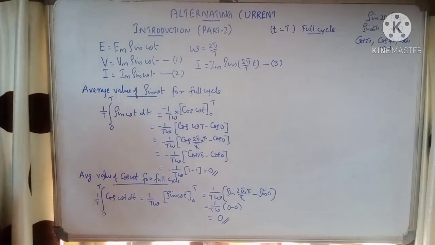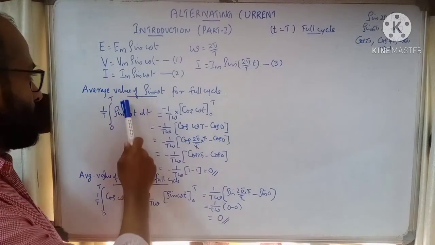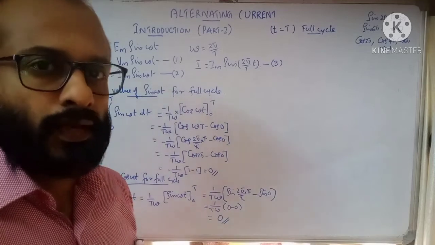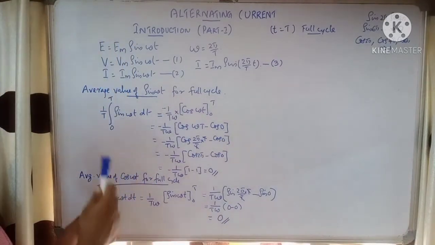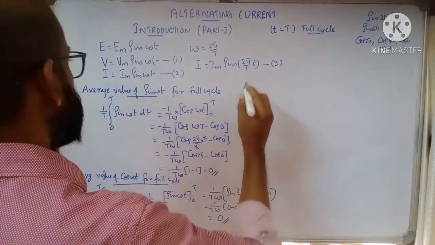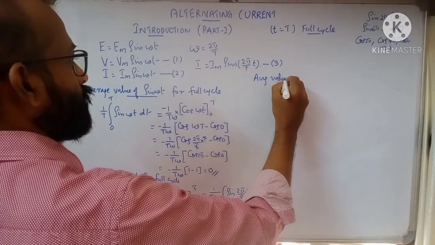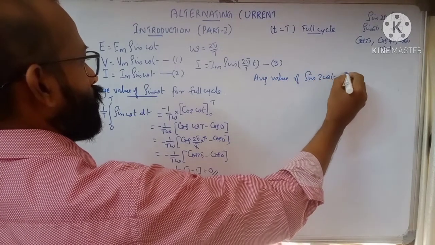Again you will get the answer 0. So in short, we can say the average value of sine omega t and cos omega t for a full cycle will be 0. Okay, so we have got sine omega t as well as cos omega t. Now we will see another one similar to this. Now we will see the average value of sine 2 omega t for a full cycle.